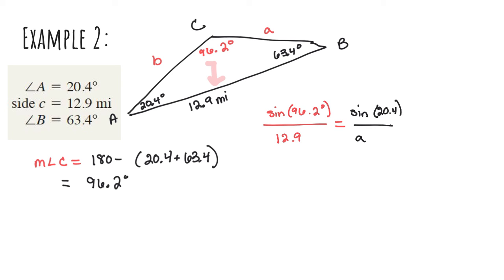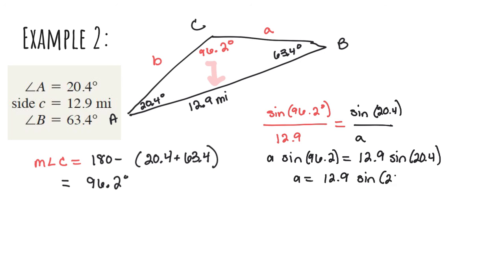From here, again, we're going to cross multiply and solve for A. And that's what we're going to type in our calculator. It gives us an answer of approximately 4.52 miles.